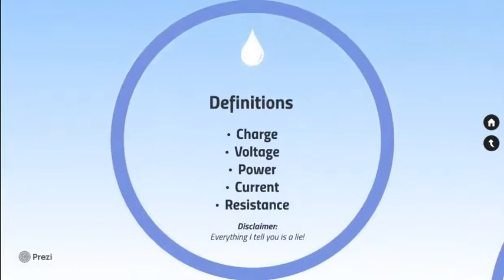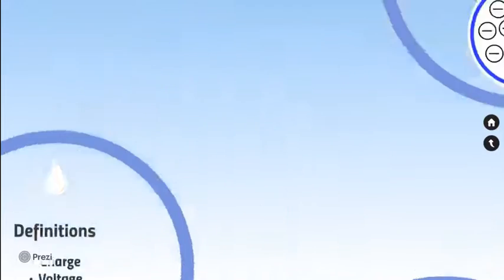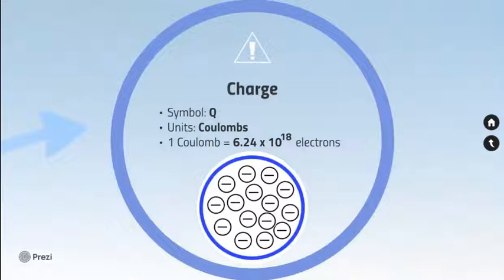We're going to talk about definitions. We're going to get through definitions of the basic characteristics of electricity. We'll talk about charge, voltage, power, current, and resistance. Now, something I've got to tell you: everything I tell you is a lie. The reason for this is that I'm not going to go through the chemistry and the physics and the traditional way of talking about this. So I'm just going to talk about kind of a real life explanation of the electrical characteristics. The very first one we're going to talk about is charge.